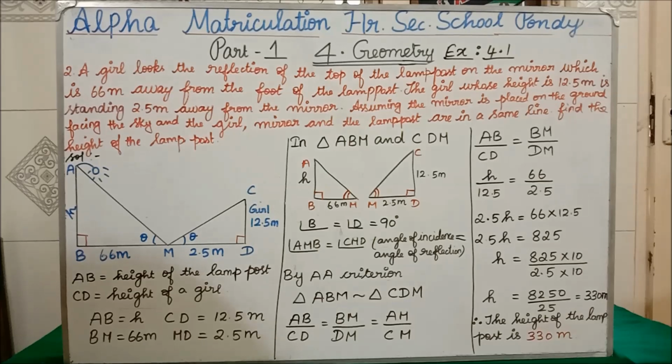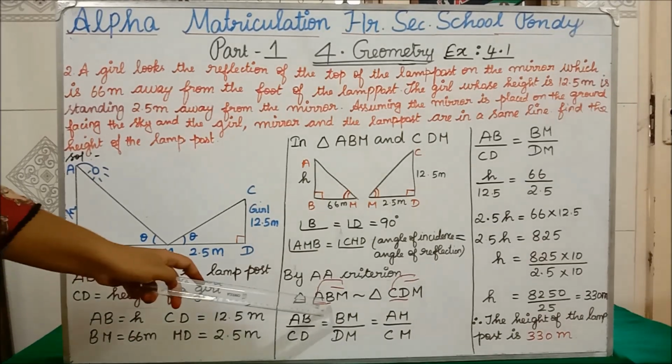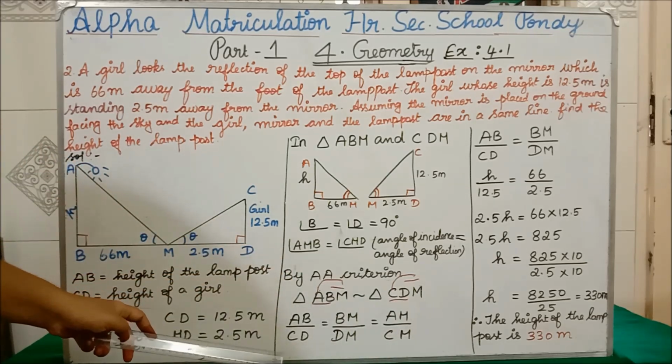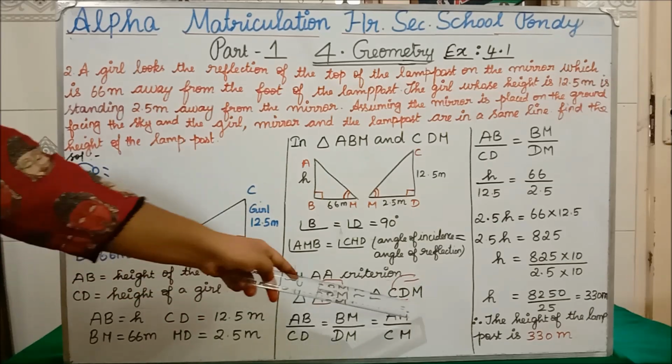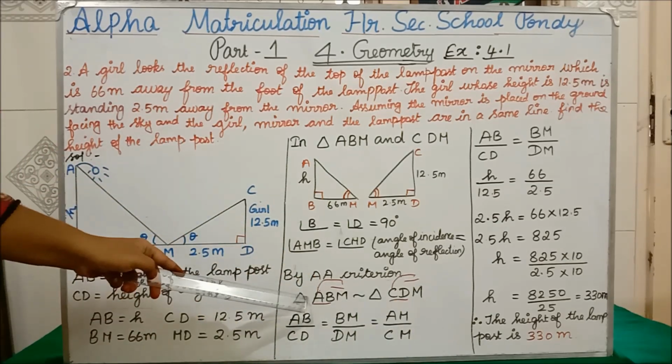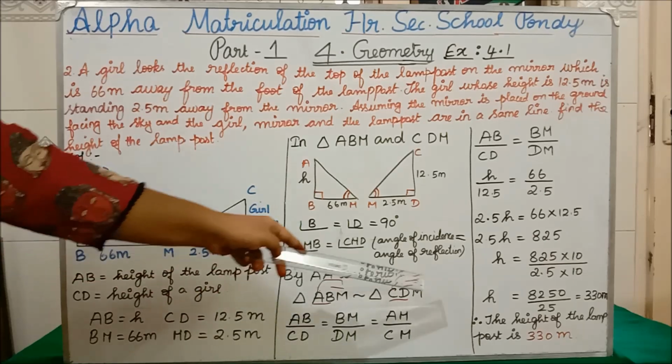So, how can we write now? AB divided by, the proportional side is CD. So, AB divided by CD. Next you can take BM, there you can take DM. BM divided by DM. Then next, first and last, AM divided by CM.